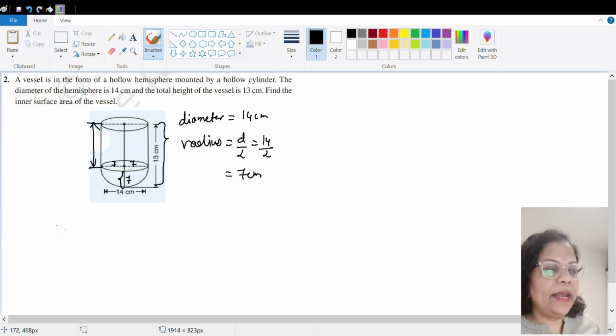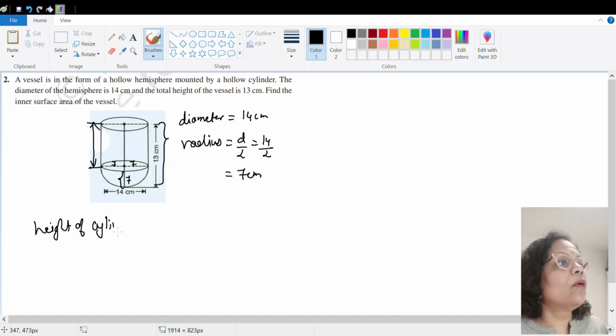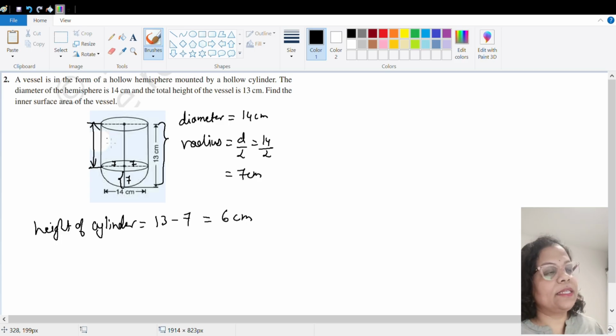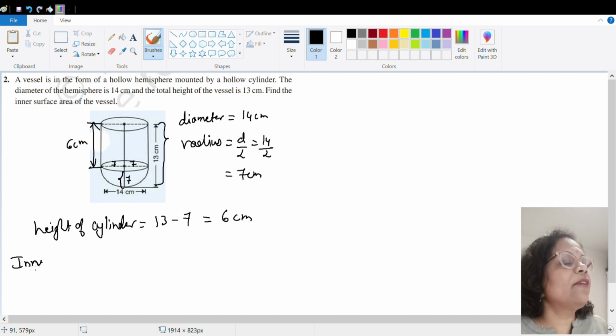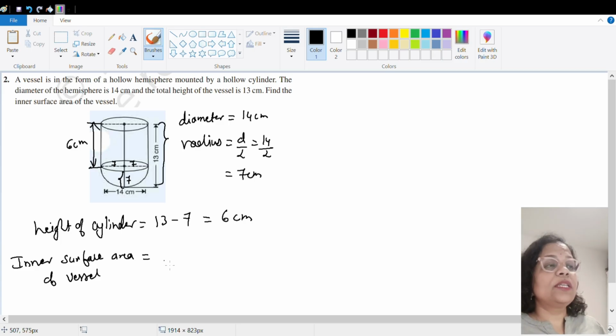So radius is done. Now we have to do the height. Height of cylinder will be 13 minus 7, it will be 6 centimeter. So this comes to 6 centimeter. What do we have to find? We have to find the inner surface area of the vessel. So inner surface area of vessel will be equal to surface area of hollow hemisphere plus surface area of the cylinder.